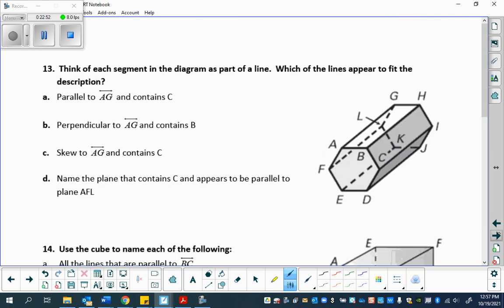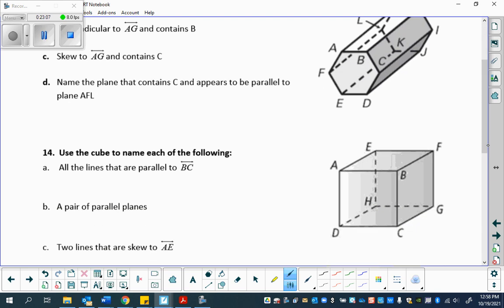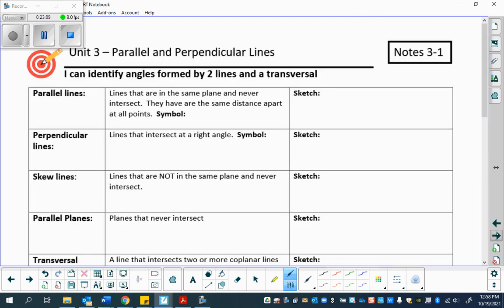On the back of this page, give yourself a little HW, and tonight's homework is going to include finishing and reviewing what we're talking about with parallel, perpendicular, and skew, and those rest of those vocabulary words. Sound okay? All right, next up.